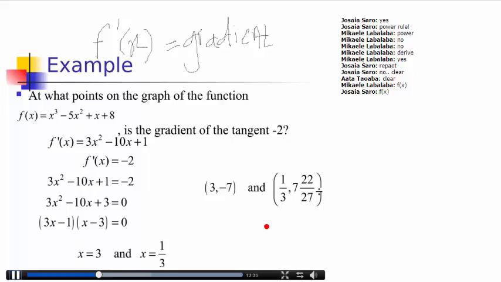Do you want me to repeat or? You sure? Okay. So that means we can move forward.